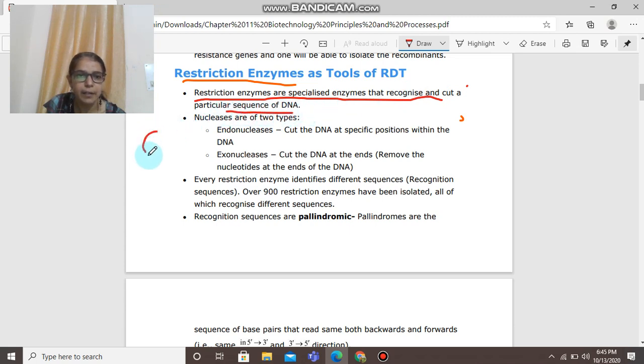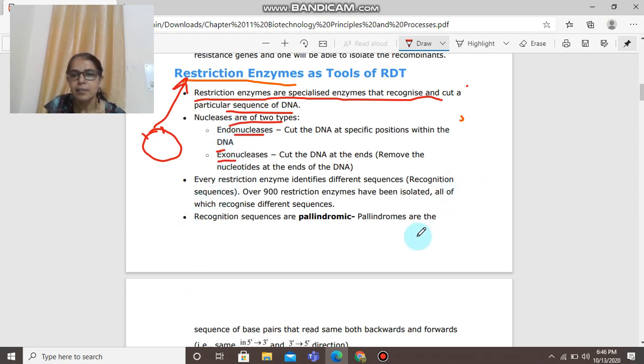For example, once again I am drawing so that you can easily understand the concept. This is the plasmid and we will cut it from here like this. This cutting for the insertion of alien piece of DNA here will be done by the restriction enzymes because these are the molecular scissors. Now these restriction enzymes are of two types. One is the endonucleases and second is the exonucleases.